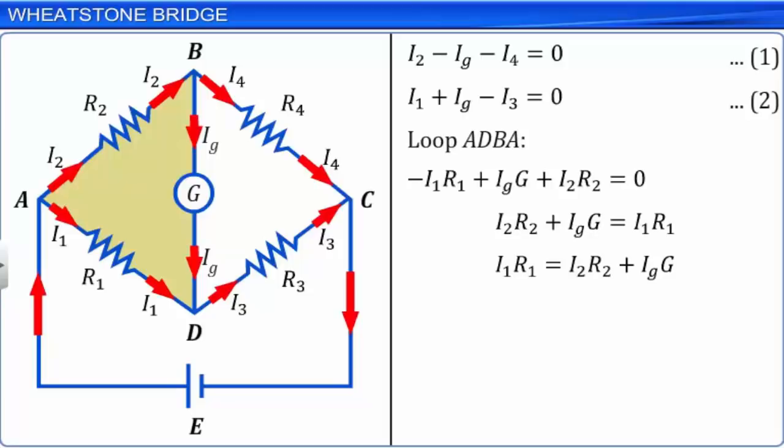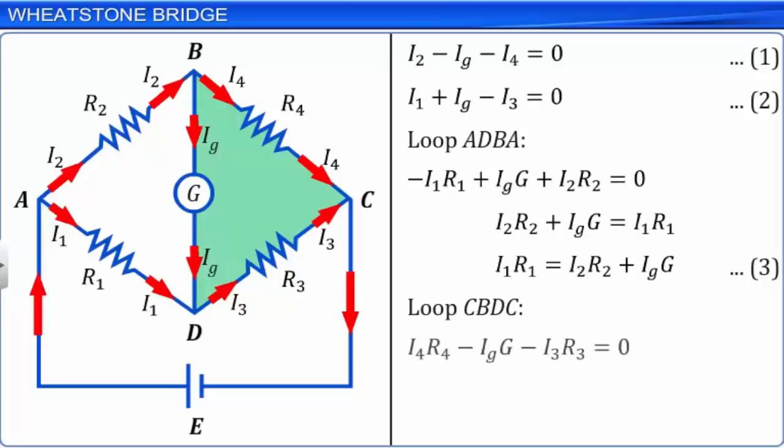Loop CBDC. Across points B and C, by applying the rule, we get I4 R4 minus IgG minus I3 R3 is equal to 0. On simplifying, we get I4 R4 is equal to I3 R3 plus IgG. Let this be equation 4.